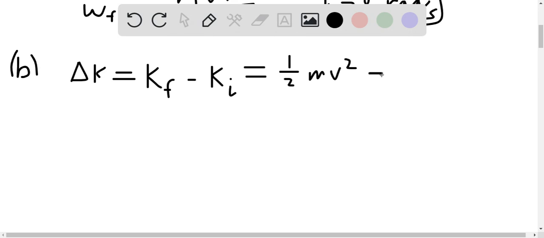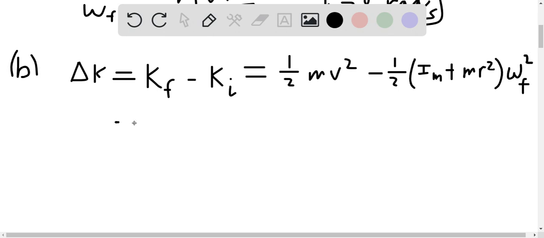And we're going to subtract from that the final kinetic energy. So this is rotational kinetic energy, right? Because the boy jumps on the merry-go-round. So this is 1/2 I. And again, remember, I is the moment of inertia of the merry-go-round plus the moment of inertia from the boy. So I sub m plus m r squared, mass of the boy, the distance he is away from the center of the merry-go-round, squared, times omega f squared. Well, now we know omega, we found it in part A. So we know all the values that go into this equation. So plugging in, we find that delta K is equal to negative 35.6 joules. We can box that in as our solution for part B.